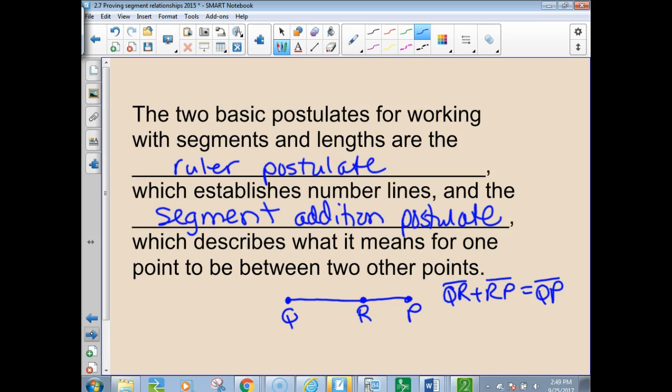Okay, that's just an example of segment addition. So whenever you put two segments together, you get a bigger segment. The points are supposed to be collinear. And R would be determined to be between Q and P.